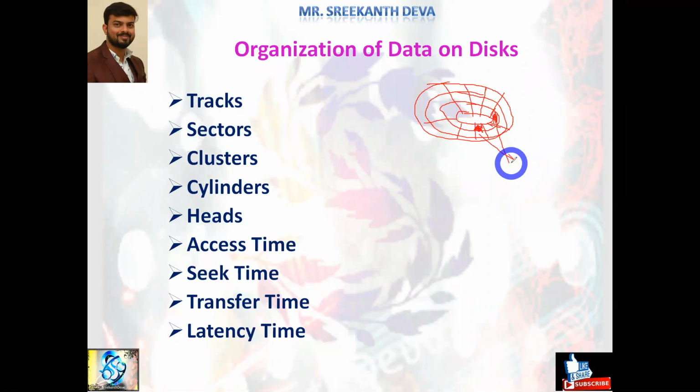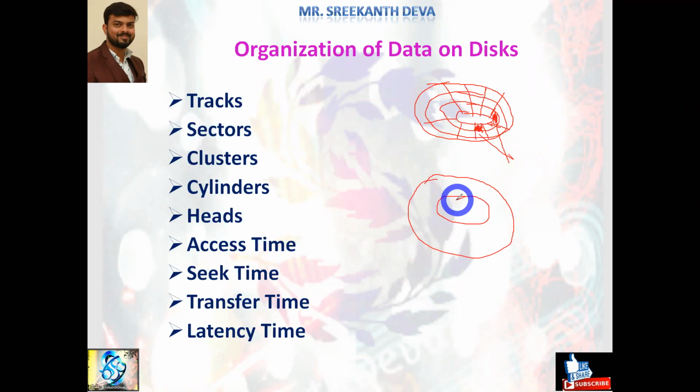Once again I'm telling the definitions. What are tracks here? Tracks are nothing but concentric rings. This is one track, written on the disk during the formatting process. What is a sector? Each track is further divided into smaller units called sectors.